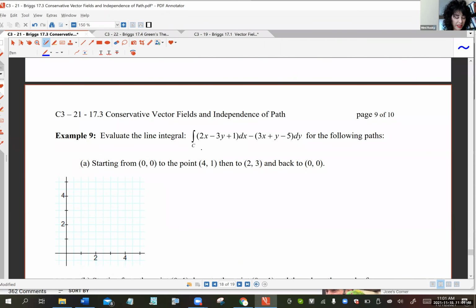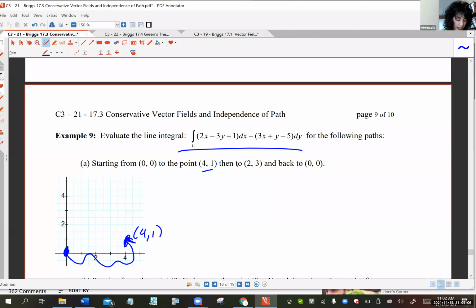So let's evaluate this line integral for the following path. For letter A, we're going to start at the point (0, 0). We're going to get over here to (4, 1). Not necessarily a straight line. They didn't tell us it was a straight line or not, so I'm going to make it kind of curvy, because I don't know.